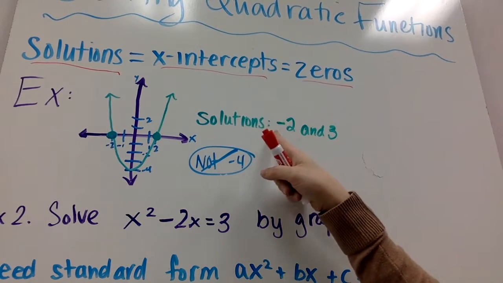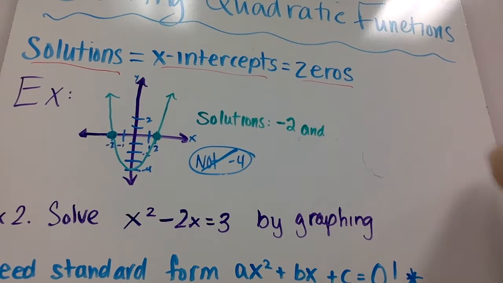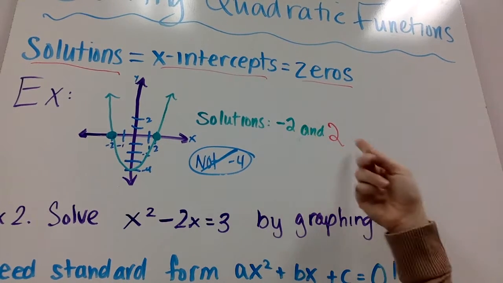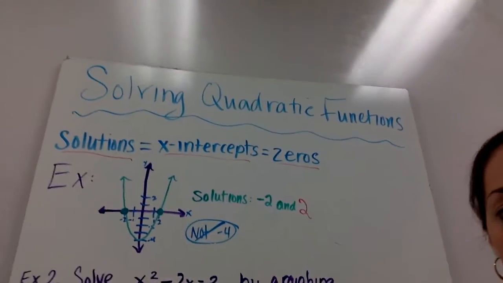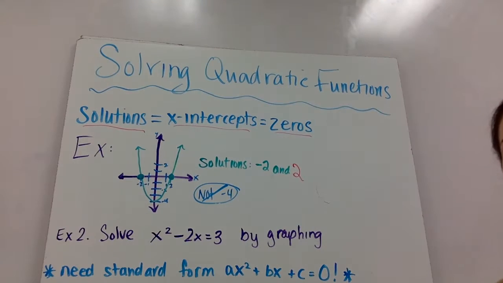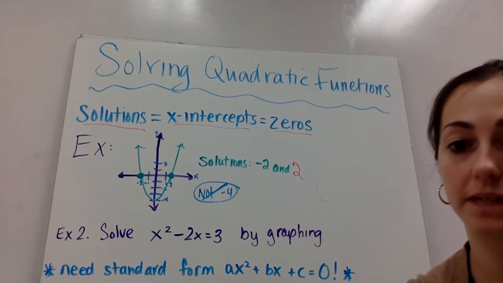So our solutions are -2 and 2. Okay, not 3. That would be if it were right there, but it's not. -2 and 2 are my solutions. Okay? Let's take it back. So now let's expect you to graph these on your own and then find your solutions based off of that. So let's do it together.